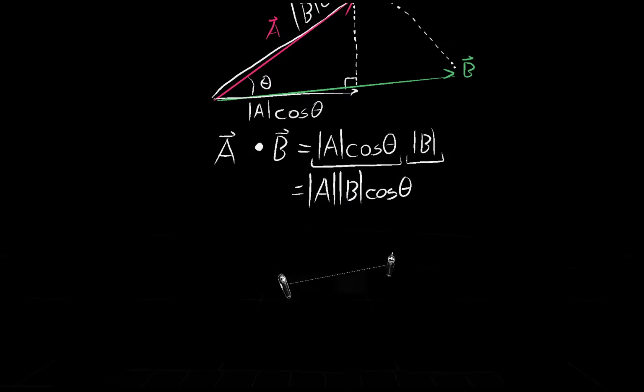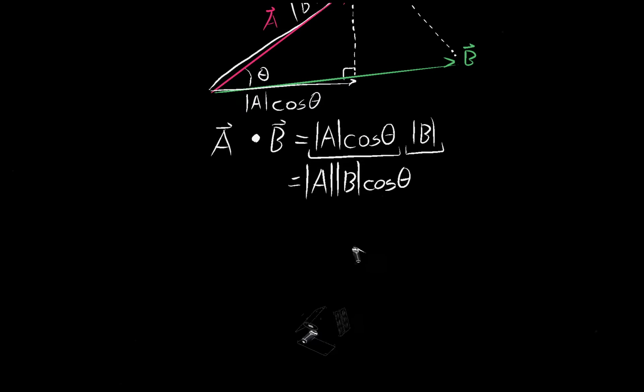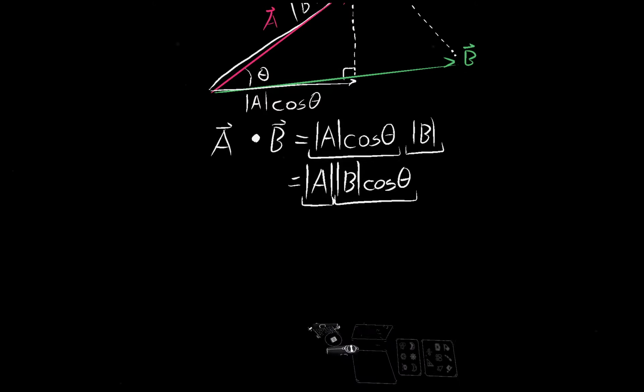And so you can think of this as the amount of A that's in the direction of B times B, or the amount of B that's in the direction of A times A. It doesn't matter either way, because you're just multiplying quantities. You can switch up the order. You're just projecting one vector onto the other, and what you're really doing is multiplying the amounts that they are in the same direction of each other. So you're multiplying the aligned components.